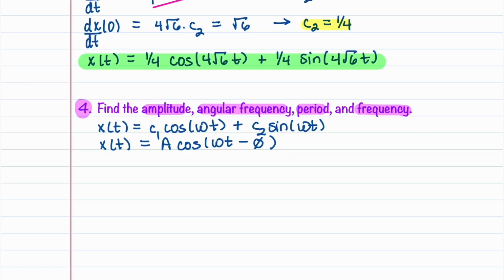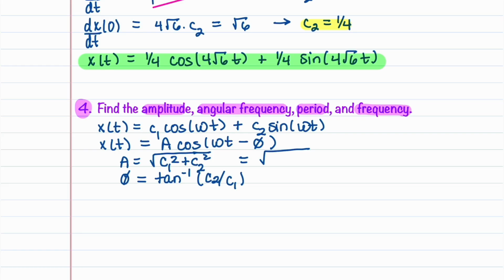Let's write down the general formulas first. Our amplitude A is the square root of c1 squared plus c2 squared. And then phi is equal to the inverse tangent of c2 divided by c1. Let's now plug in our constants. Our amplitude is the square root of c1 squared, so we have 1/4 squared, so that's 1 over 16. And then same thing for c2 squared. This is then equal to the square root of 2 over 4.